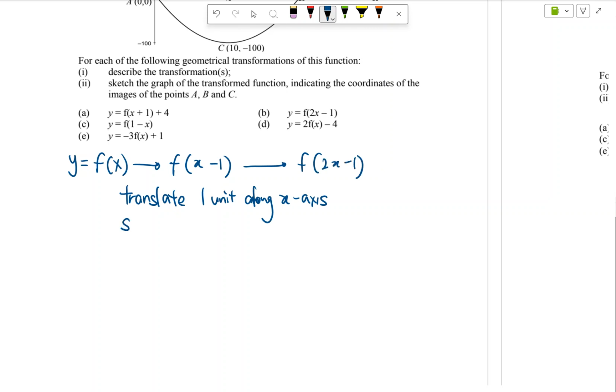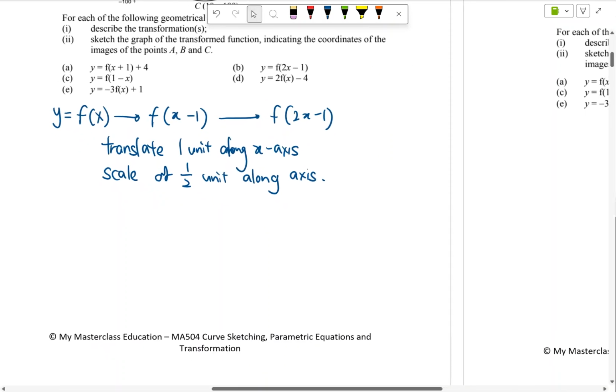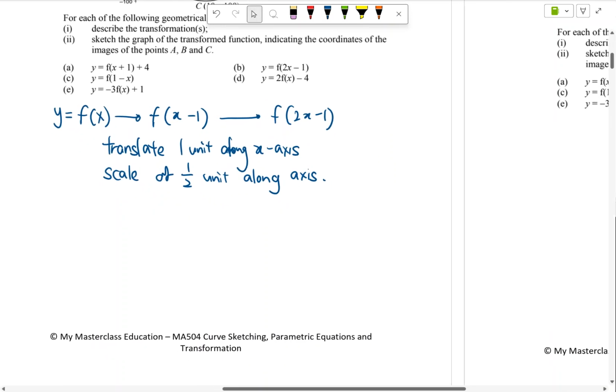This would be a scale of half units along the x-axis as well. Now, can you do scale before translate? If you are going to do scale before translate, it is going to look like this. So if y equals f x, I'm going to do scale first, f of 2x.